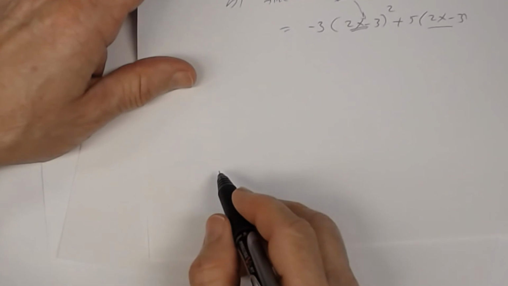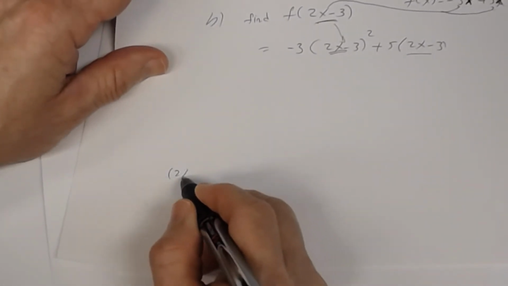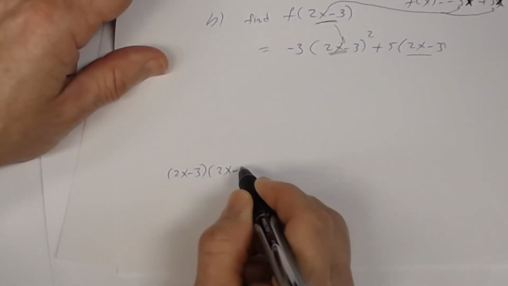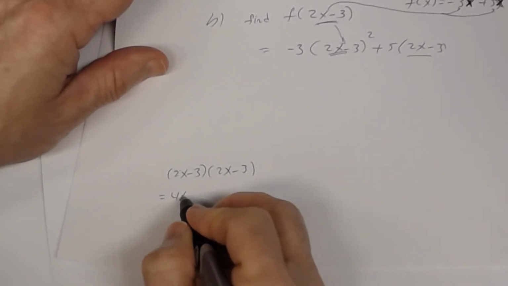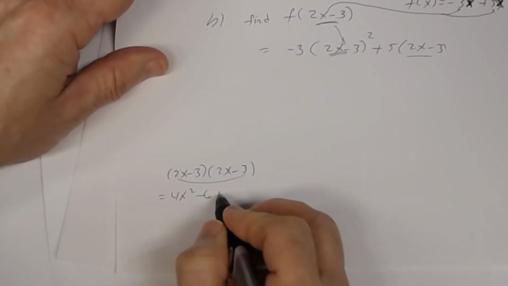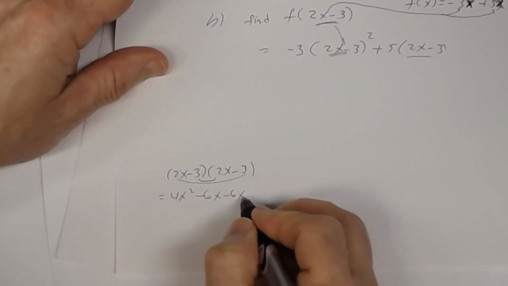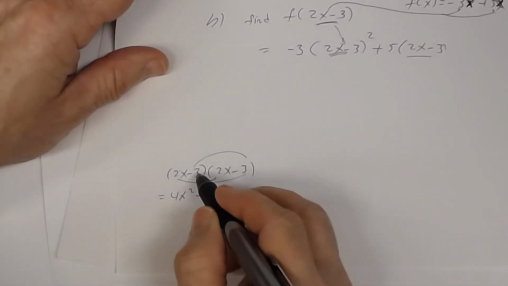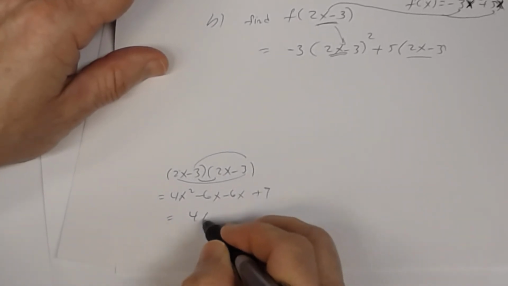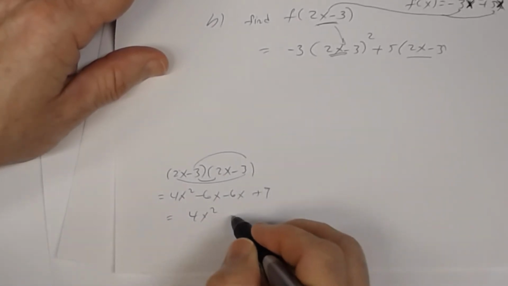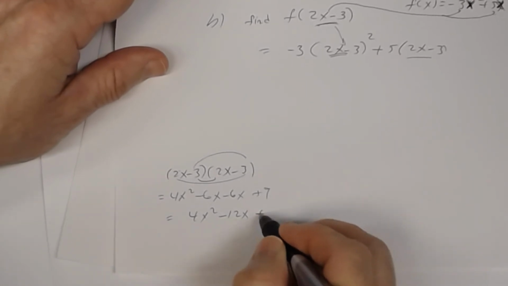So I'm going to go off here and do that. So let me do it right here. 2x minus 3 times 2x minus 3. So if I FOIL, 2x times 2x is 4x squared. The outer is a negative 6x. The inner is a negative 6x. And the last, a negative 3 times a negative 3 is a positive 9. Combine like terms, I get 4x squared, a negative 6x and negative 6x is a negative 12x, plus 9.